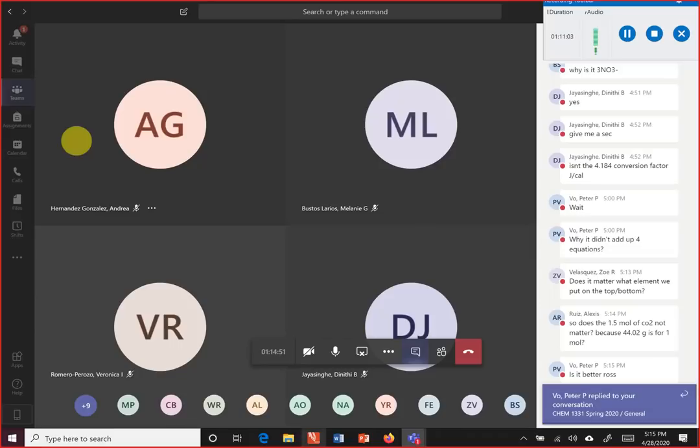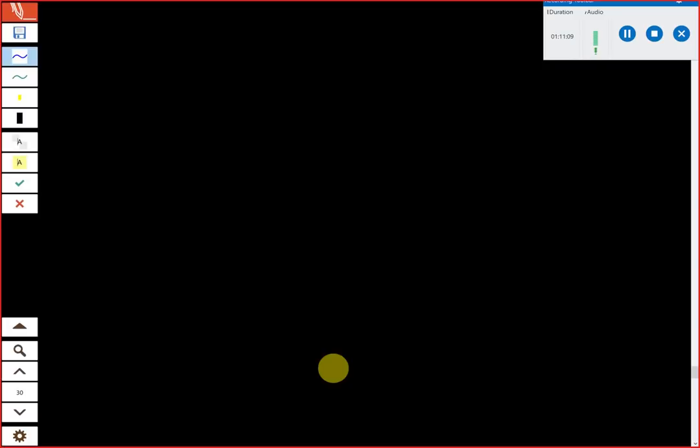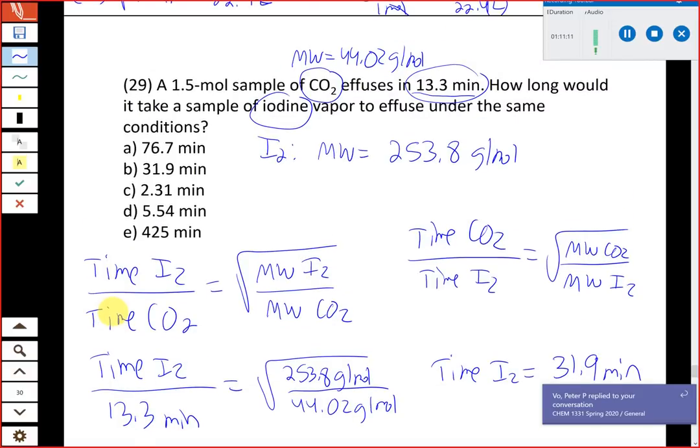So the next question that came in is, does the 1.5 mole of CO2 not matter? So no, in this problem it doesn't. For Graham's law, for anything dealing with effusion or diffusion, all that matters is the molar mass. So all we're saying with 1.5 moles is that 1.5 moles effuses in 13.3 minutes, and then it didn't really specify it in these exact words, but we're asking how long would it take 1.5 moles of iodine to effuse under the same conditions.